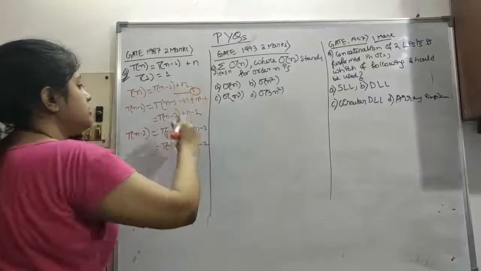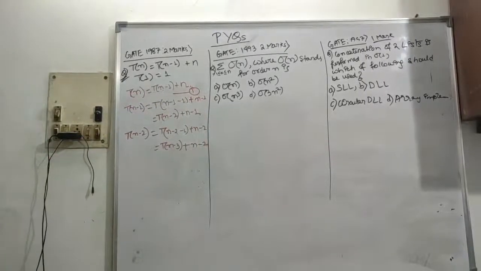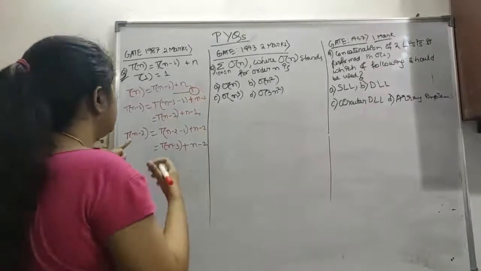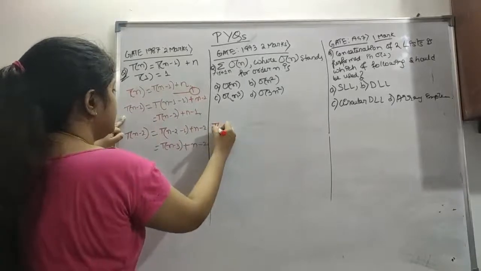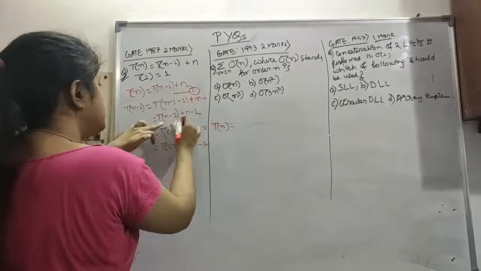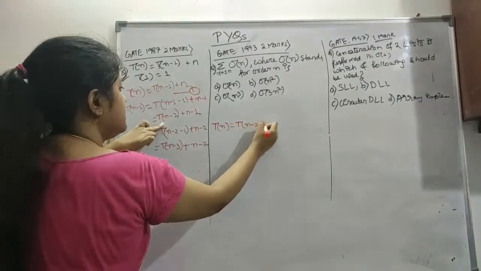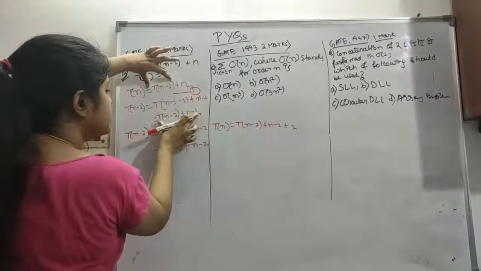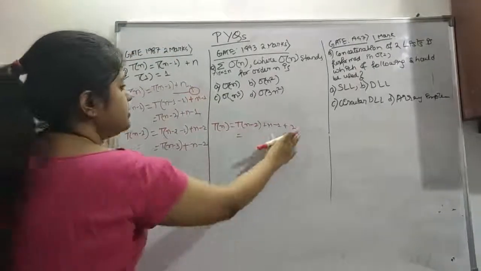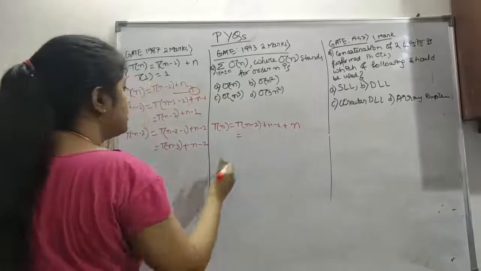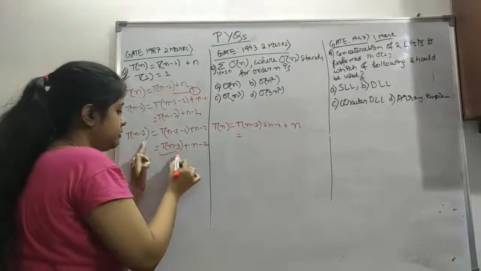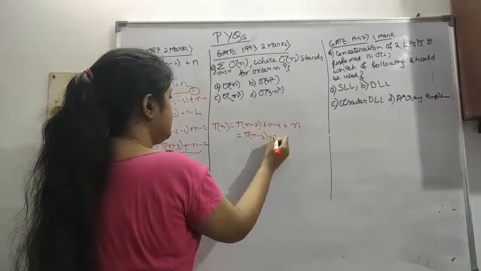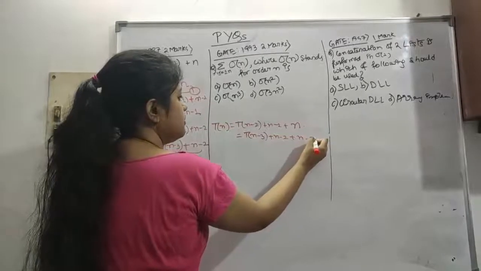Let's say this is our first equation. Now if we put everything in our first equation, T(n) equals T(n-2) + n-1 + n, where n is intact. In place of n-2 we put this equation, so T(n-3) + n-2 + n-1 + n.